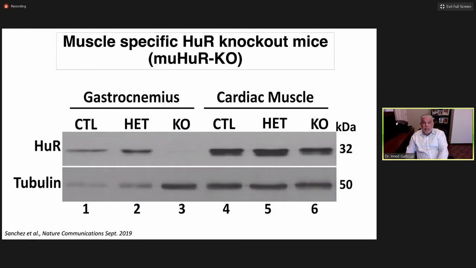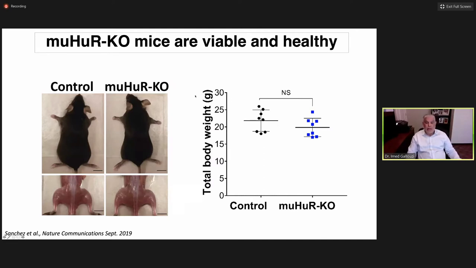It works. It took us 6 years to generate these mice and understand the impact of this knockout. And as you see here, one of the tests we did is this Western blot. We isolated the gastrocnemius and compared it to the cardiac muscle, and we show indeed that the knockout mice do not express HuR, while the cardiac muscle expresses HuR nicely. So the knockout worked.